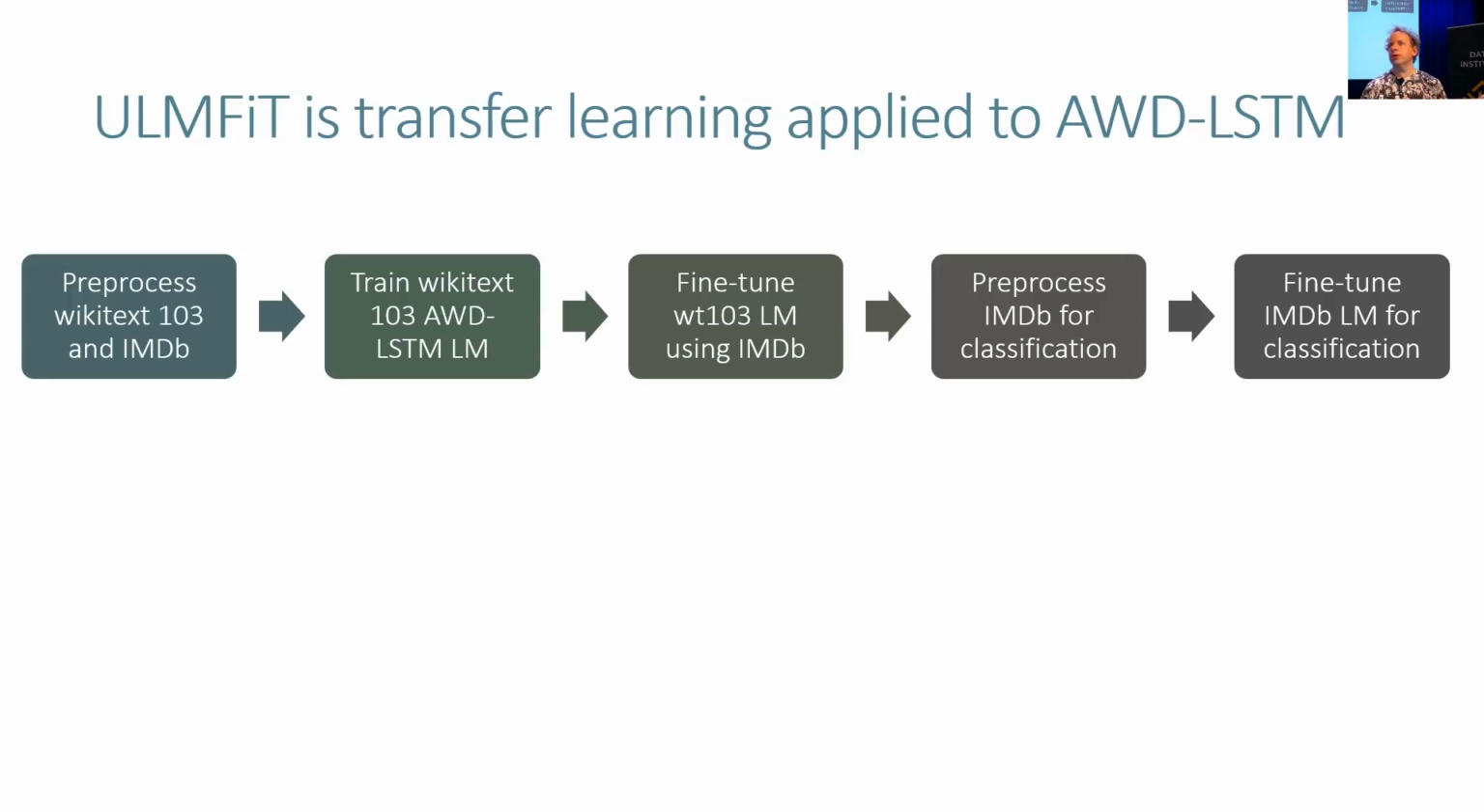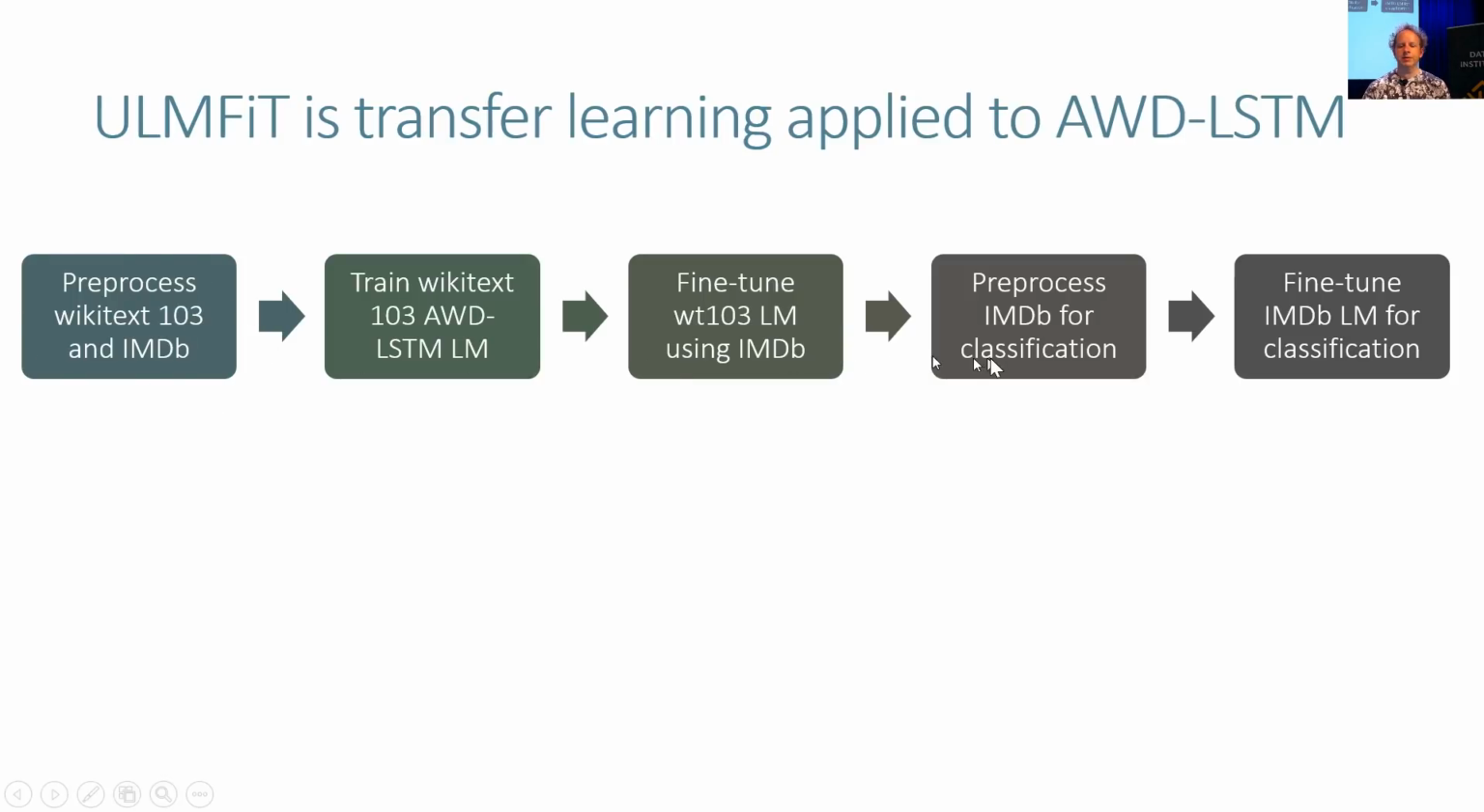So it could be an audio language model that predicts the next sample in a piece of music or speech. It could be predicting the next genome in a sequence or whatever, right? So that's what I mean by language model. And then we fine-tune that language model using our in-domain corpus, which in this case is going to be IMDb.